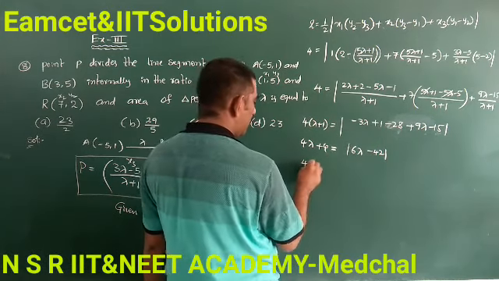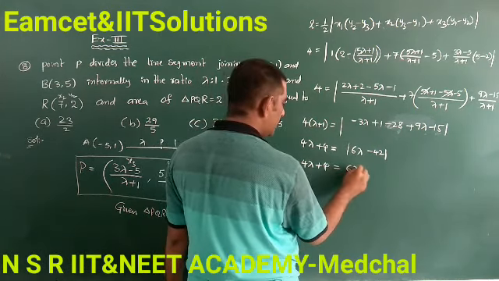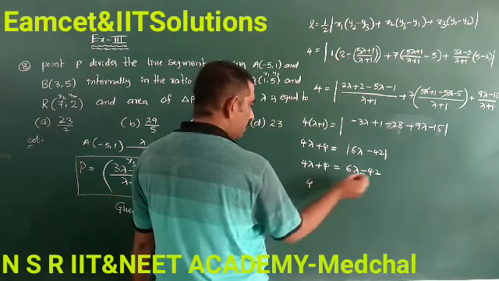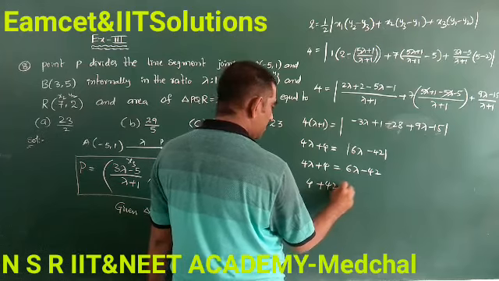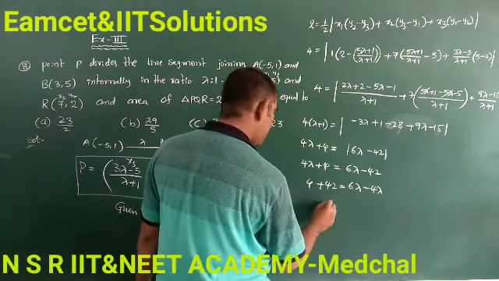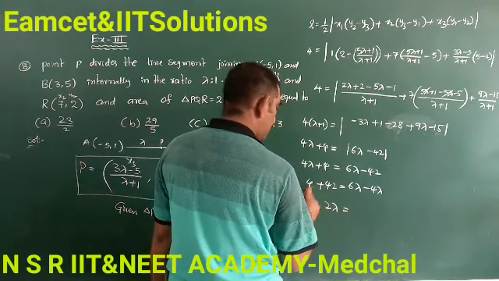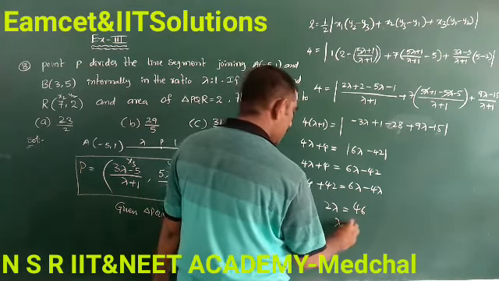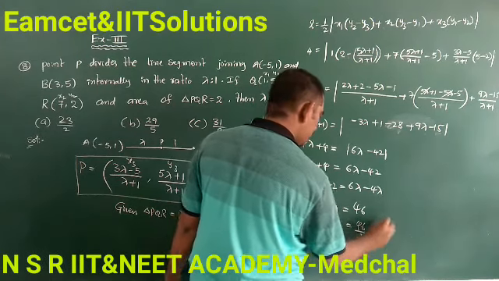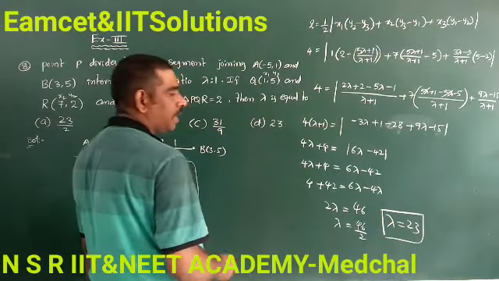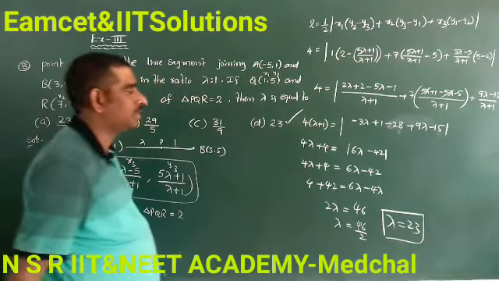So we get 4 lambda plus 4 is equal to 6 lambda minus 42. So 4 minus 42, it becomes plus 42; 6 lambda minus 4 lambda gives 2 lambda. So 42 plus 4 is 46. So lambda is equal to 46 by 2. So we get lambda equal to 23. So what is the value of lambda? 23. So our answer is D.